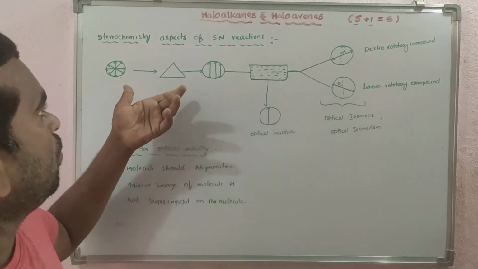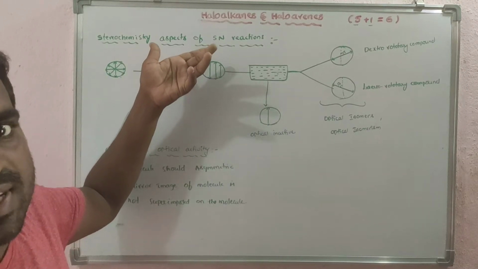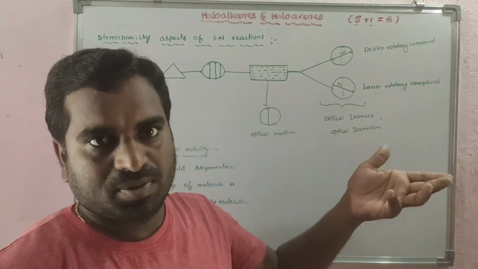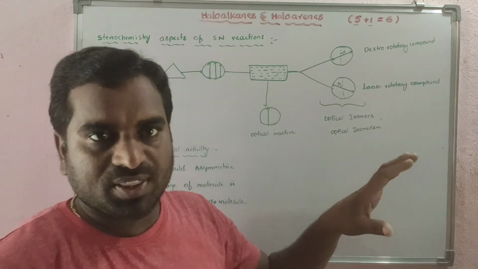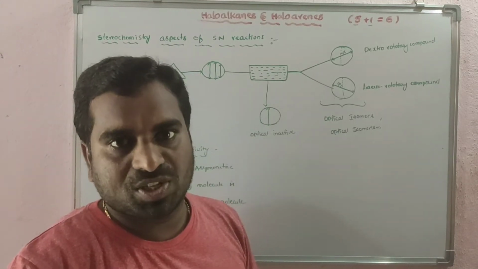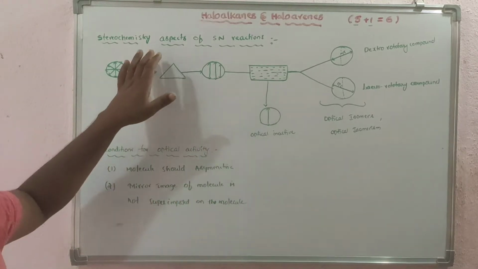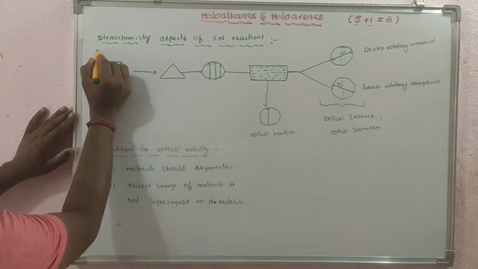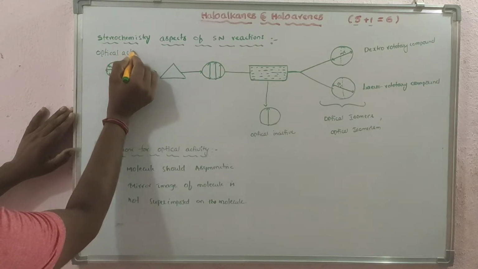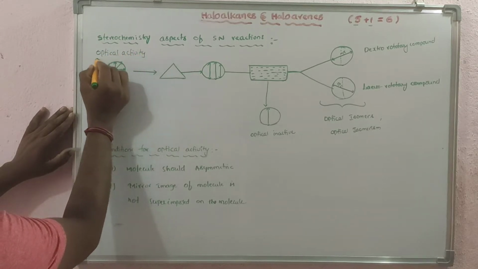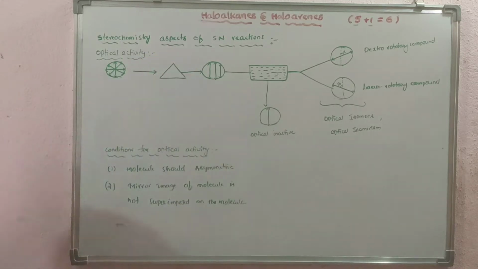So before going to discuss those concepts, we have to discuss some basic concepts of stereochemistry. Then we can understand what the racemization product is. Clear? So first one, optical activity.